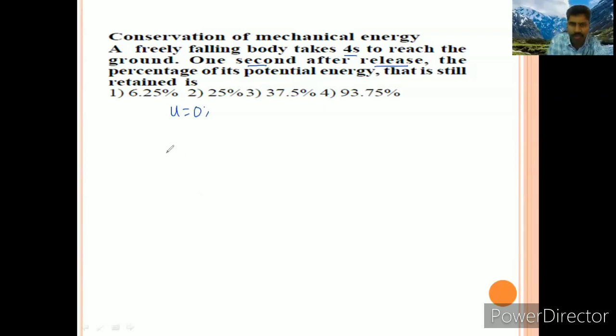Using the equation of motion, S is equal to ut plus half at square. First, the initial height I will take as h1. So u is 0, plus half g t square. Half g, t square is 16, so we can get 8g in the first case.